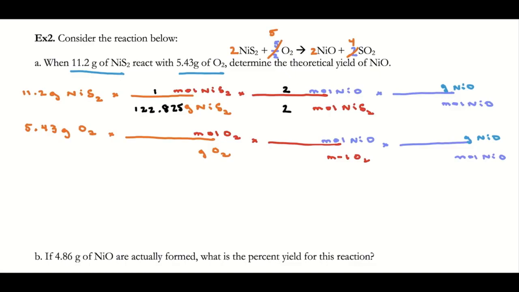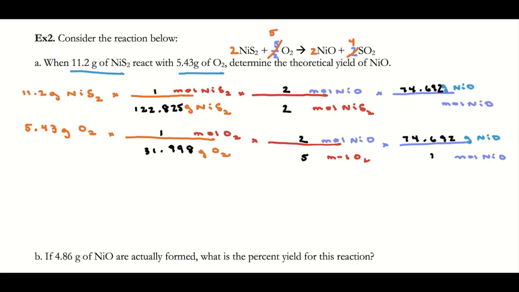And then nickel oxide. Nickel is 58.693, okay. Oxygen is 15.999. So the molar mass of nickel oxide is 74.692. Okay, I'm going to do the same thing now, but for oxygen. So 1 mole, 15.999. However, I have 2 of them, so I'm going to multiply by 2. So the molar mass of O2 is 31.998. I'm going to use the mole-to-mole ratio. There's a coefficient of 2 in front of nickel oxide and a coefficient of 5 in front of oxygen. Then the molar mass of nickel oxide I already determined.